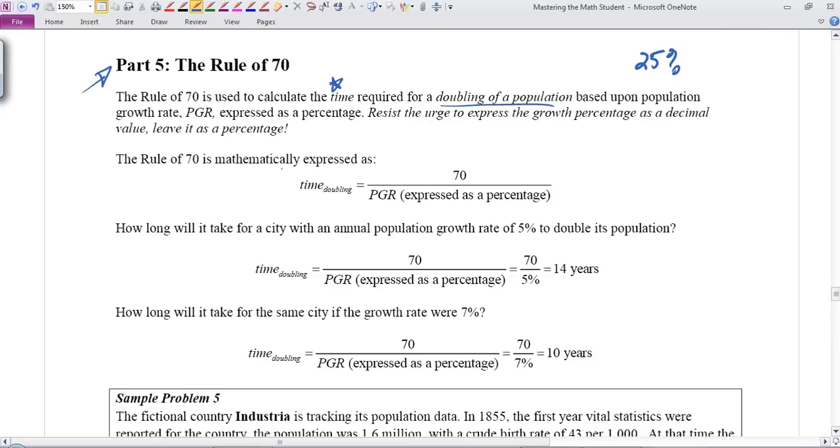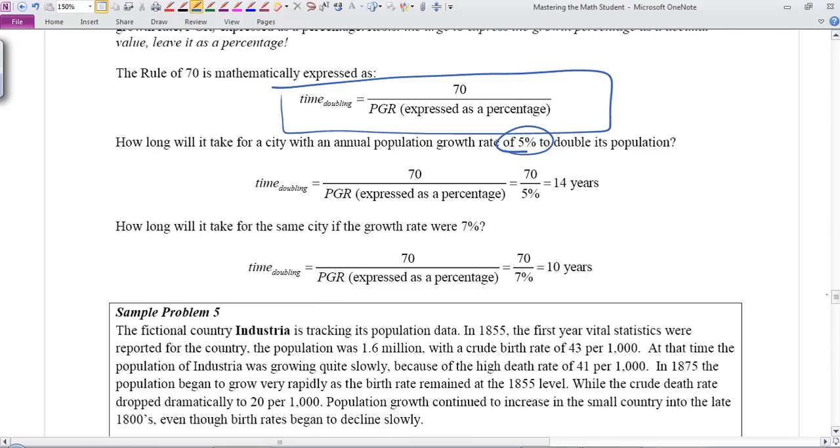All right, so the rule of 70 is mathematically expressed as the doubling time equals 70 divided by the population growth rate, but just leave it as a percentage. So how long would it take for a city with an annual population growth rate of 5% to double its population? Well, that would be simply 70 divided by 5, which is 14. Do it longhand if you have to. I'm giving you a minute to process that.